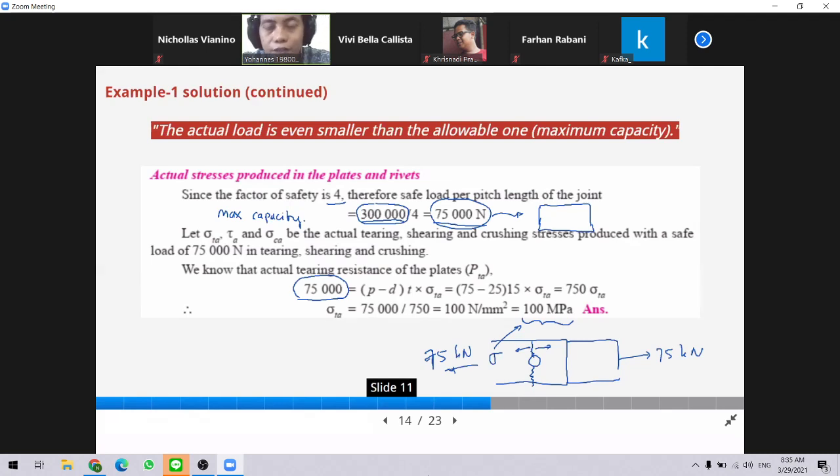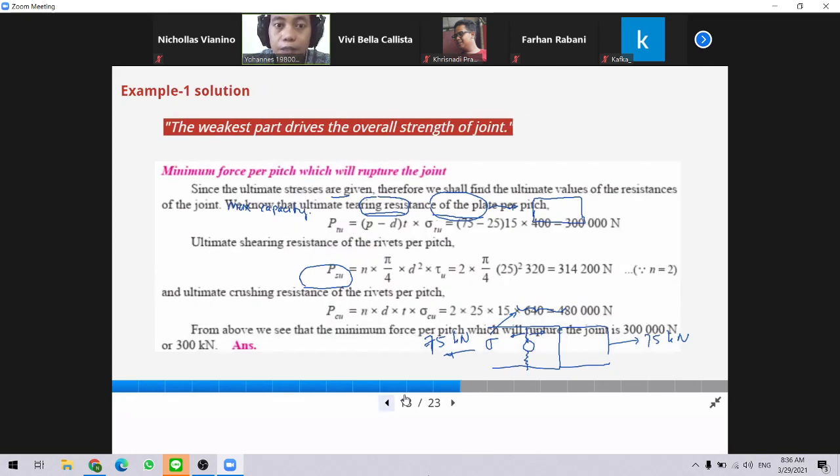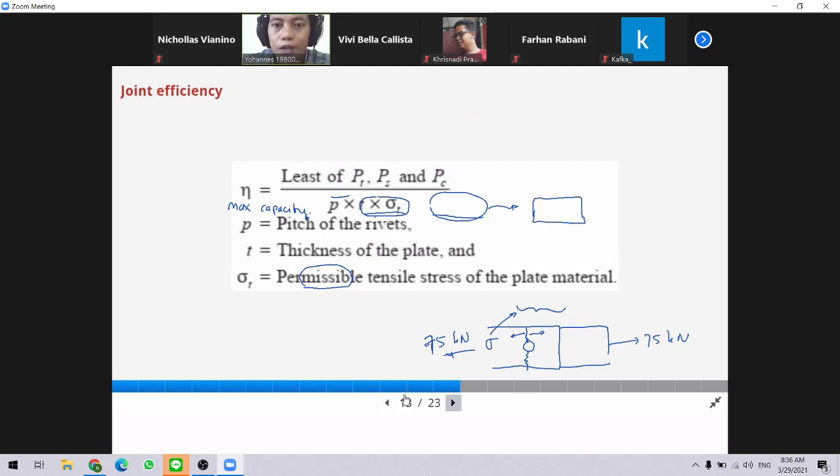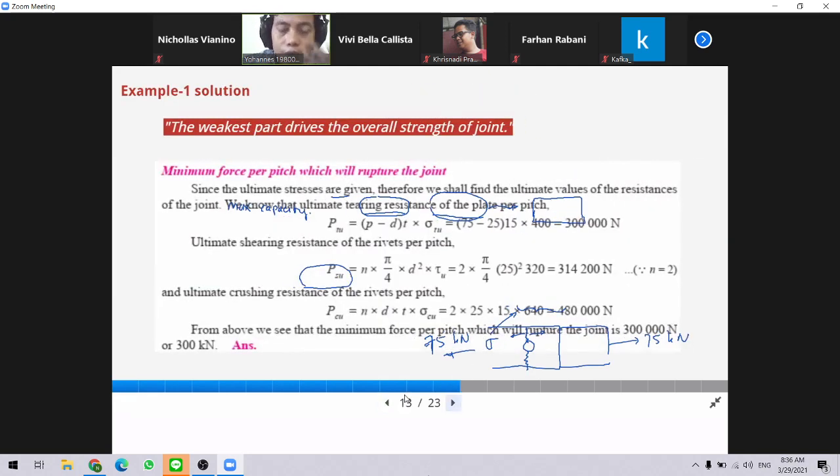But for this example, it is my bad, I forgot to describe the problem clearly. It goes directly to the solution. Actually, here we have a problem description first, but it disappeared. Maybe I made a mistake during editing this slide. Okay, so here actually we have a drawing which describes the geometry of the joint.